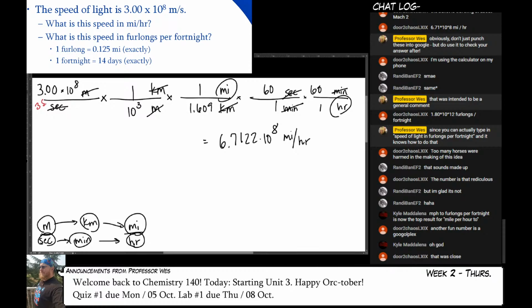Same as before. That's going to be 3. This is going to be 4. These are exact. So my answer should have 3 because of that. All right, so there it is in miles per hour.